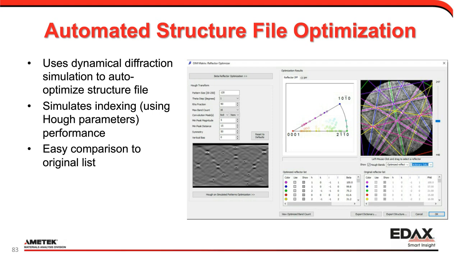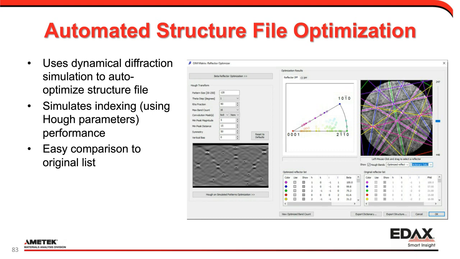Additionally, from that, we can take these simulated patterns and run them through the indexing engine. And so with that, we can use the different Hough parameters to not only simulate the pattern and intensities, but we can also see how those patterns will index. And so in the end, we can say, can we tweak our reflectors and our indexing parameters to optimize our indexing performance? And that's what we're able to do with that.